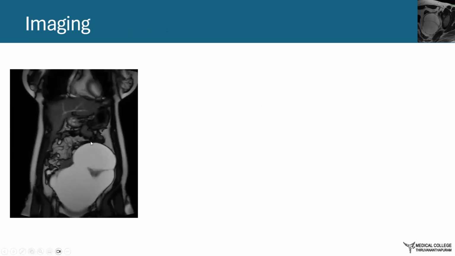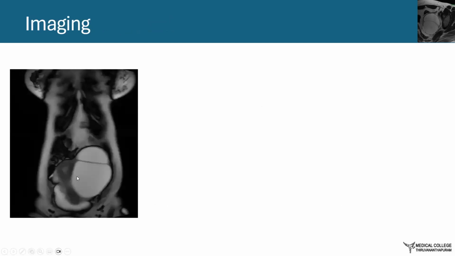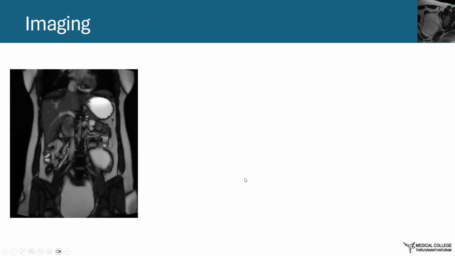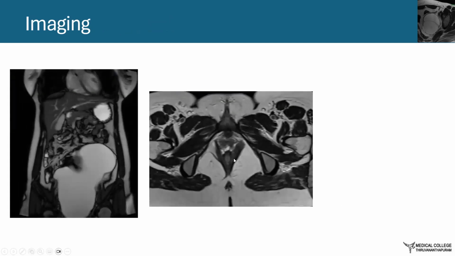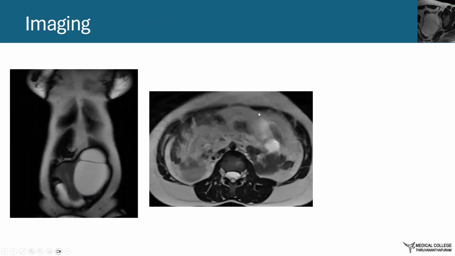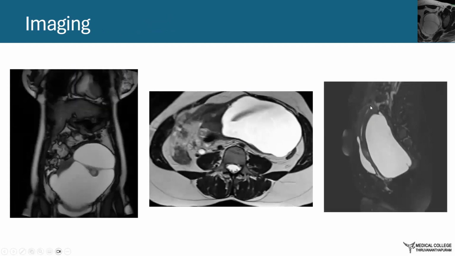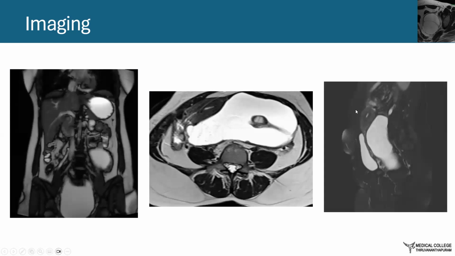institute. This was the MRI that showed a large, around 18 by 19 centimeter sized peritoneal inclusion cyst, largely covering the pelvis, extending towards the abdomen, almost above the umbilicus level.